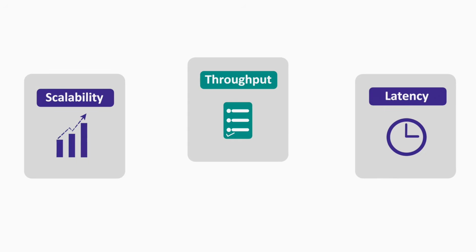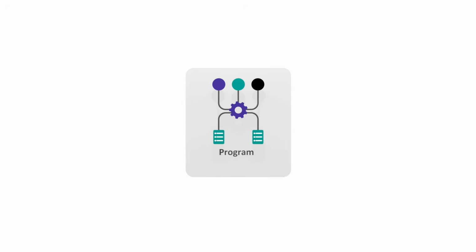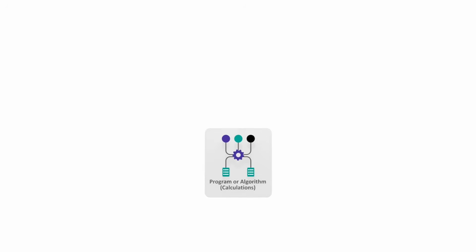So let's start with scalability and throughput. In simple language, let's say you have created one program or algorithm which is doing something. Your algorithm is doing basic calculations like a calculator. Now you want people to use your program because it will help them. So you have hosted this algorithm on some server. Let's say you have this server here.